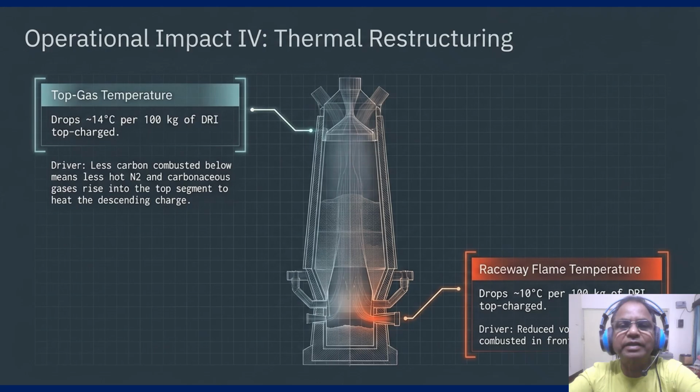Finally, let's look at the big picture, the causal loop of integration. We close with the causal loop. Everything we have discussed is interconnected. It starts with the input: 93% Fe and low silica DRI.